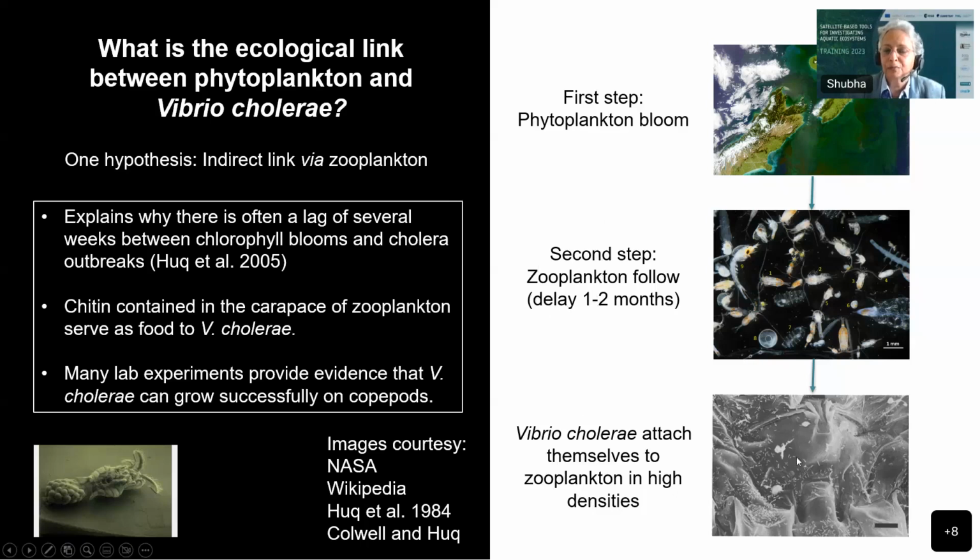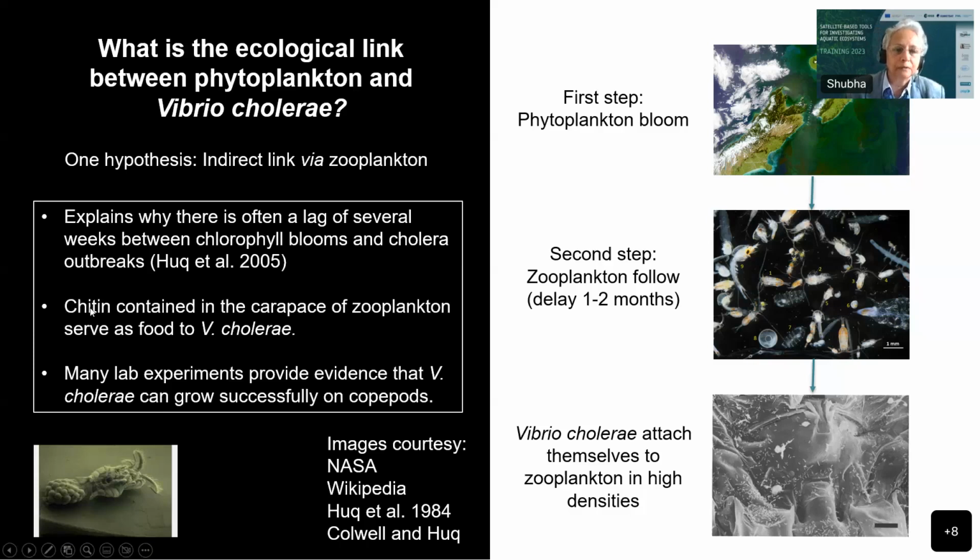And then Vibrio cholerae attach themselves to zooplankton in high densities. This is an electron micrograph showing Vibrio bacteria attached to, I think, the mouth parts of a copepod, a type of zooplankton. And this is an electron micrograph showing a copepod carrying Vibrio. So the point is that by attaching themselves, they begin to aggregate in high concentrations that are sufficient to cause outbreaks.